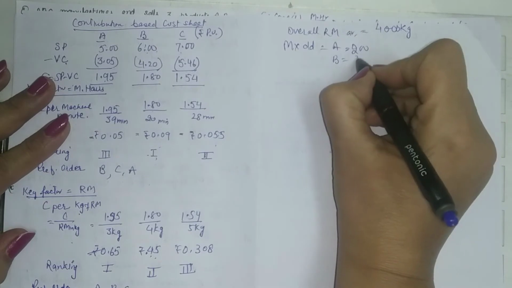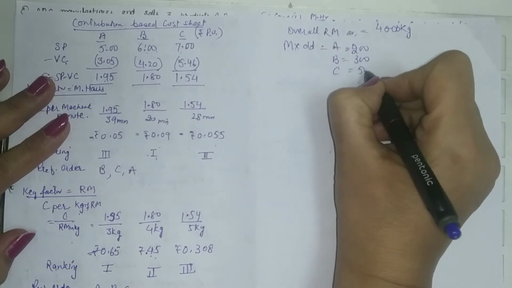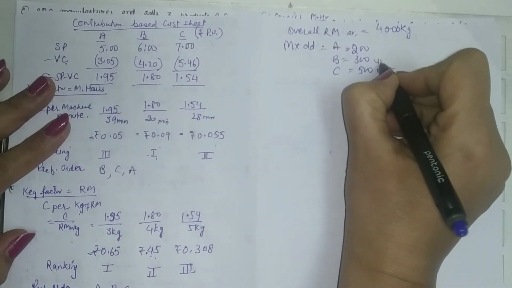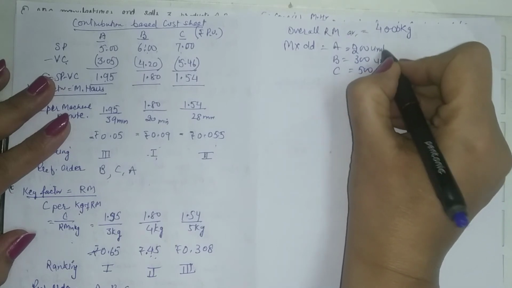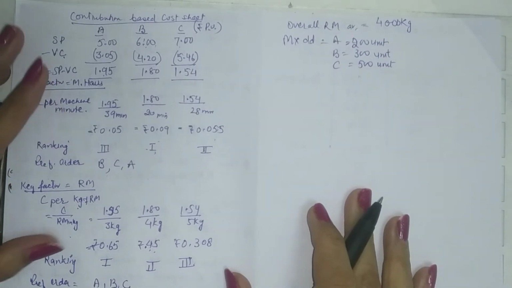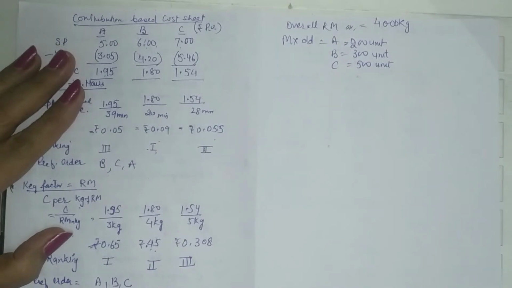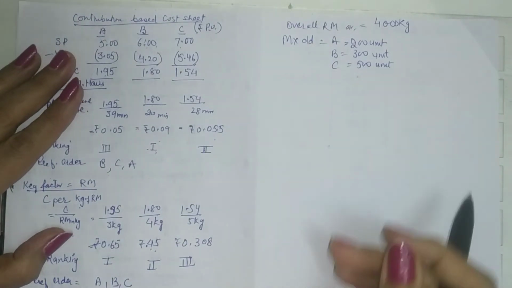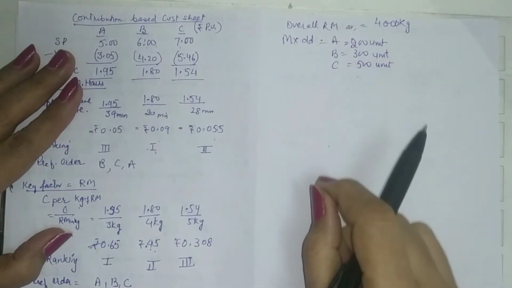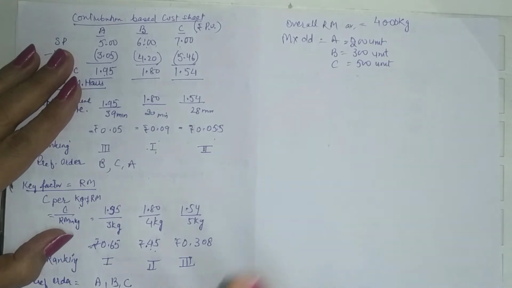200, B 300 and C 500 units. Now in order to make the optimal product mix, we can make use of the table that I explained to you in the previous videos, and we can work without that also. So this time I am explaining it in very layman's terms without making any table.